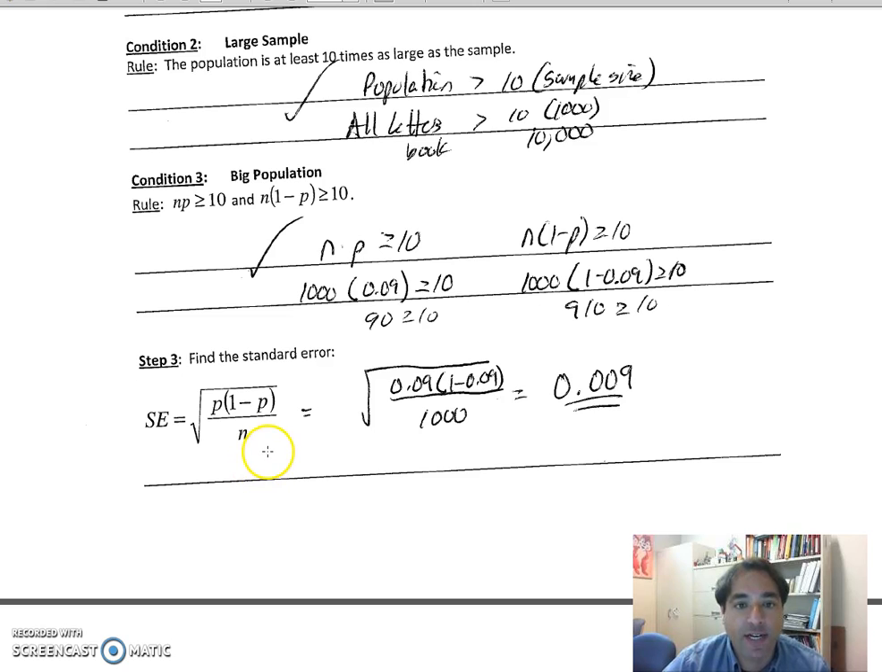Then we're going to find our standard error. And again, this is a place I want you to be very careful because this is where mistakes happen. So we take the square root of p, 0.09, times 1 minus p, 0.91, divided by n, which is 1,000. Practice this in your calculator because you should get 0.009. Be careful that there's 2 zeros.